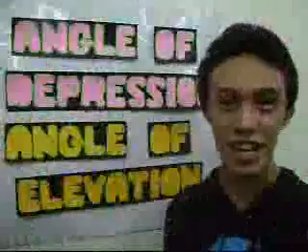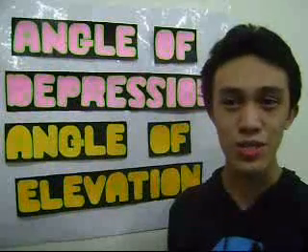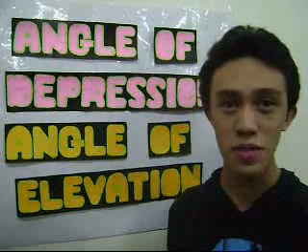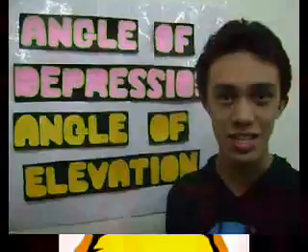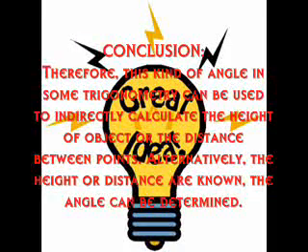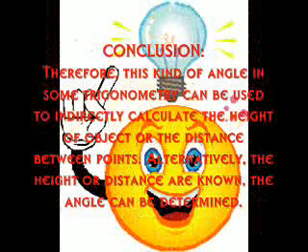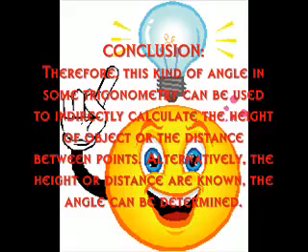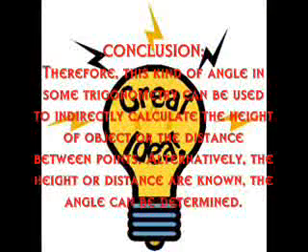Again, we use trigonometric ratios to solve our problems involving angle of elevation and angle of depression. Conclusion. Therefore, these types of angles in trigonometry can be used to indirectly calculate the height of objects or the distance between points. Alternatively, if the height or distance are known, the angles can be determined also.